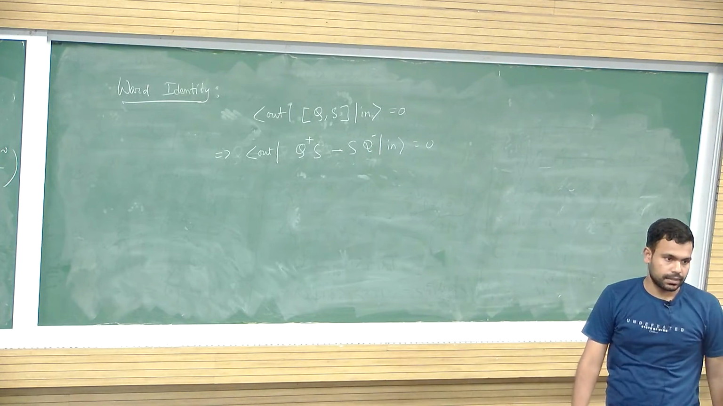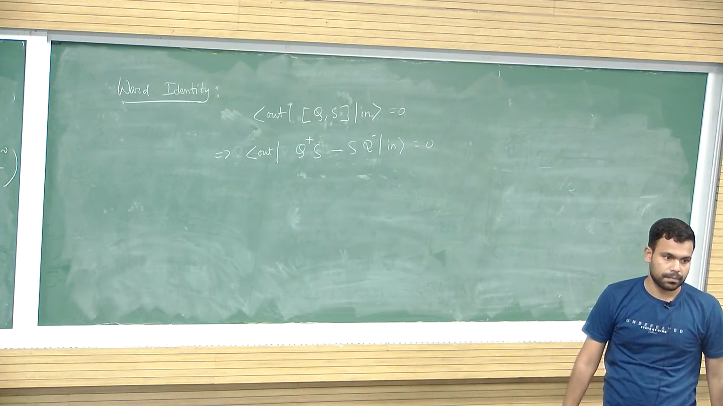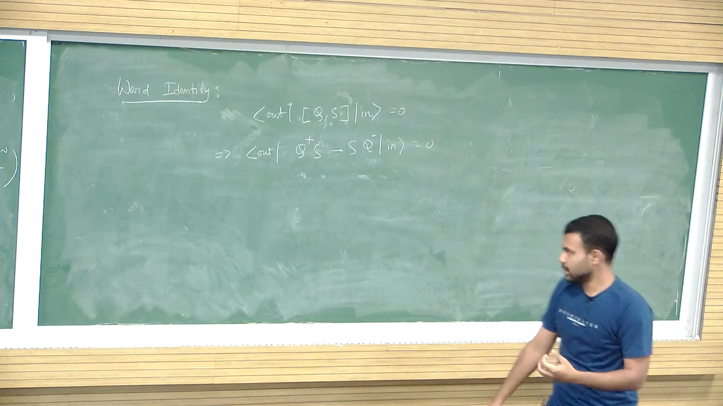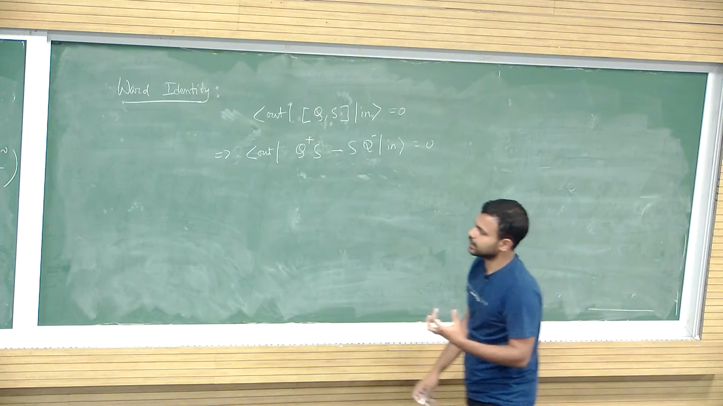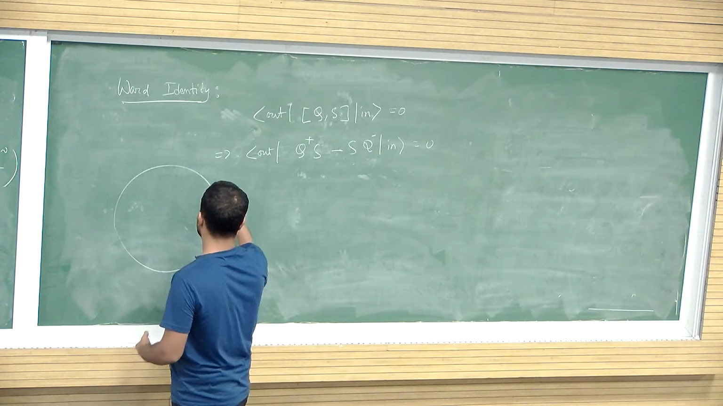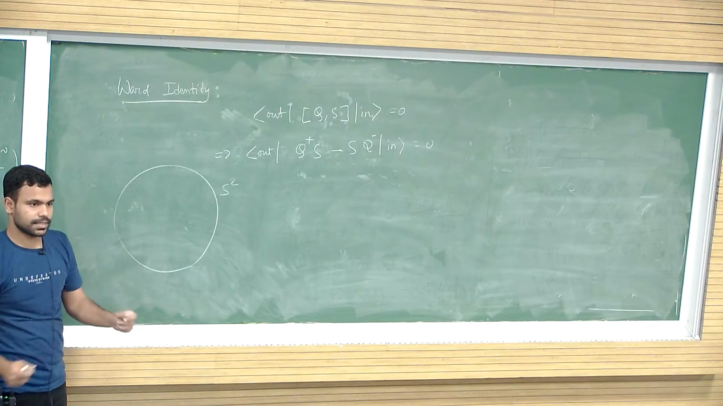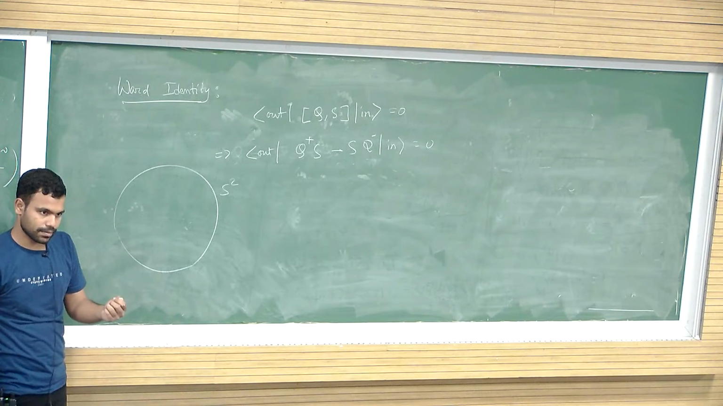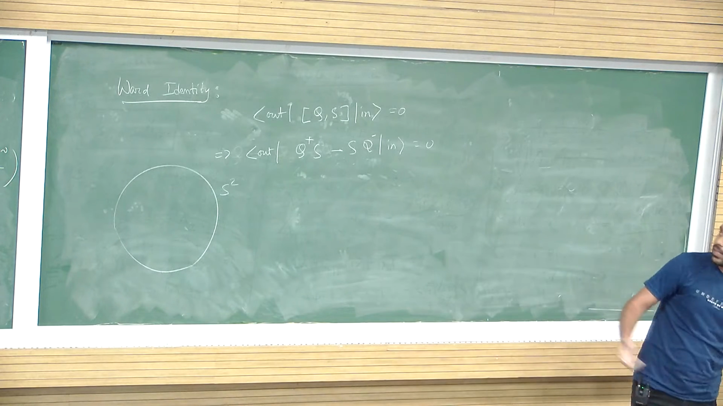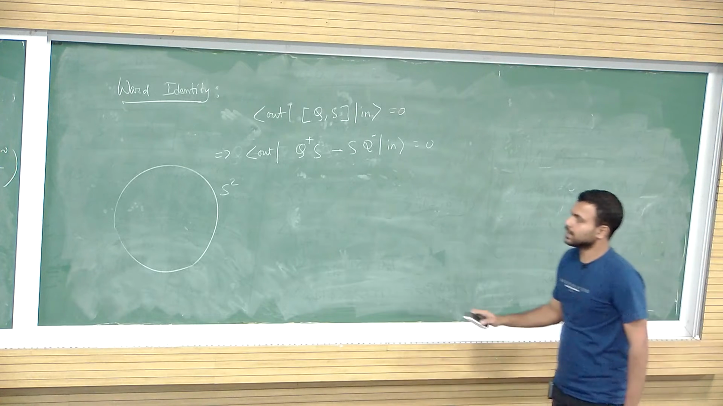Maybe instead of that, we can simply talk about BMS. You're saying that you can just talk about BMS. Yeah. So what you're saying is that I'll define all my states within some S2, and then define some insertions that tell me what my in states and out states are. That is true, you can do that. Even here you can do that, because I'm just talking about massless particles, right?